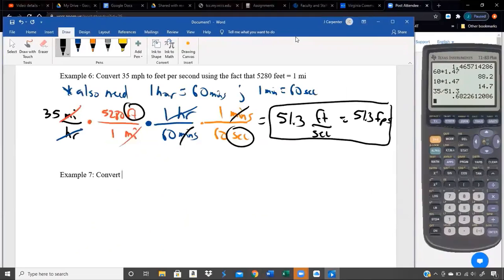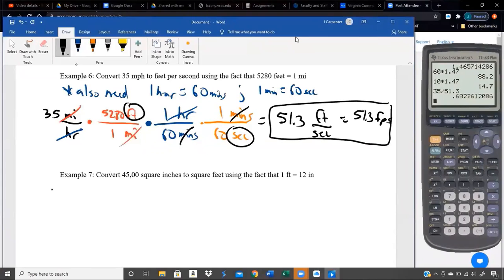Convert 45,000 square inches to square feet, using the fact that 1 foot is equal to 12 inches. I did not give you the conversion for square feet and square inches. You have to do what I talked about in the last lecture. You can either square both sides of that conversion factor, which tells you that 1 square foot is 144 square inches, or you just multiply by that conversion factor twice. I find most people do the second thing, so that's how I'm going to do it.